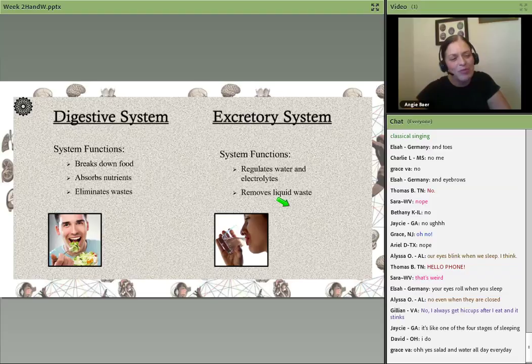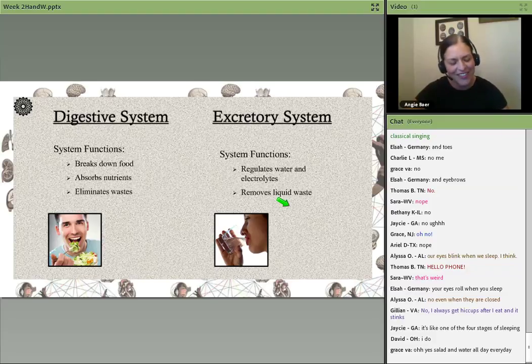And then also the system will eliminate the waste, the stuff that you don't need in your body, and it's really nice that you have an option to get rid of it. The excretory system is similar. This is going to regulate your water and your electrolytes. This is going to keep you hydrated, and then it will remove the liquid waste.